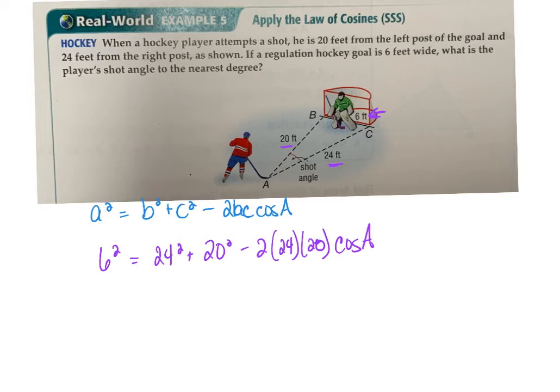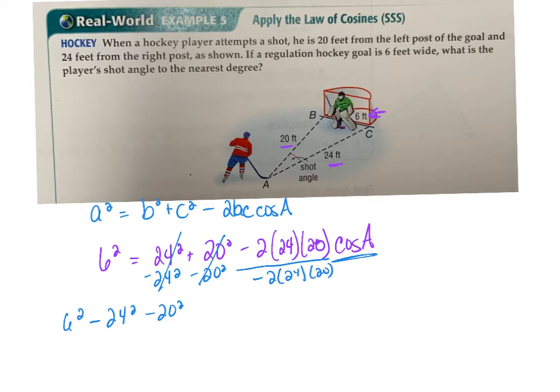Now I'm solving for the angle, so I'm going to actually have to solve back, just like algebra here. To get the cosine of a by itself, I need to do some things. I need to get this by itself, so I need to subtract these 2 from both sides. So I'm going to have 6 squared minus 24 squared minus 20 squared, right? That's going to take care of that. And I also need to divide by this negative 2 times bc. Divide both sides by that. So I divide here, negative 2 times 24 times 20. That will equal the cosine of a.